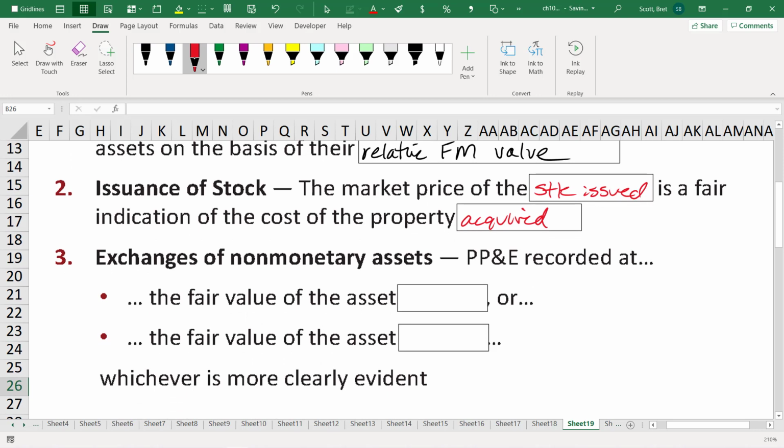The last one, which takes up a little bit more of the bulk of our time, is the exchange of non-monetary assets. Property, plant, and equipment in such a case is recorded at either the fair value of the asset given up or the fair market value of the asset received. And I give you lots of examples in the Chapter 10 homework.